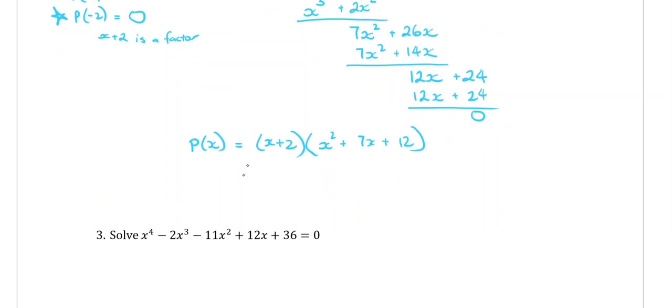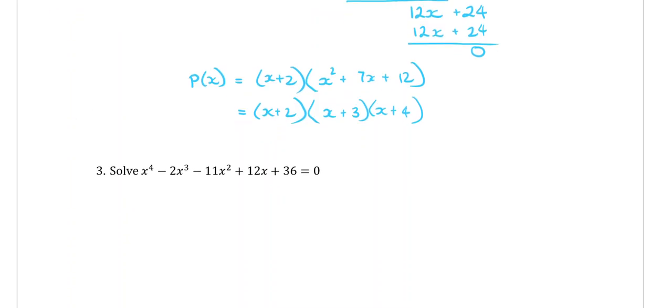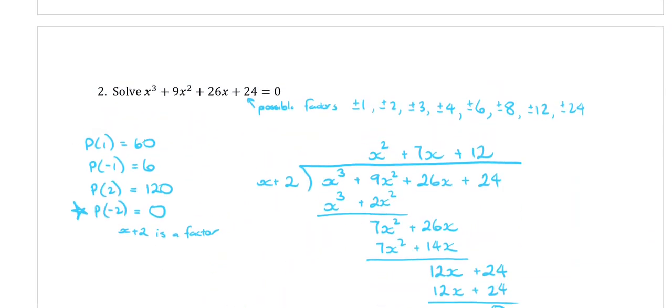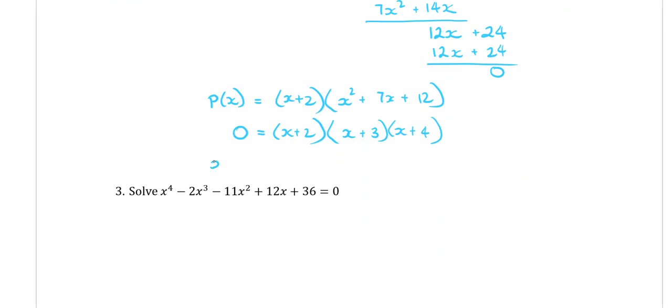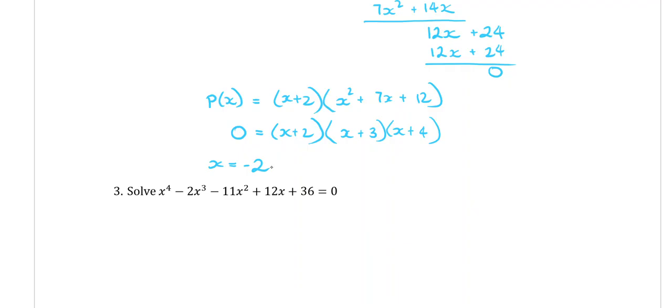Now that second bracket is a quadratic that I can factorize even further. So I'm looking for numbers that times to give 12 and add to give 7, which would be x plus 3 and x plus 4. Now that it is fully factorized, I can use null factor to read off the solutions, because if my polynomial was equal to 0, which was in the original question up here, then I can use my null factor. X would be equal to -2 from the first bracket, from the second bracket would be -3, and from the third bracket it would be -4.